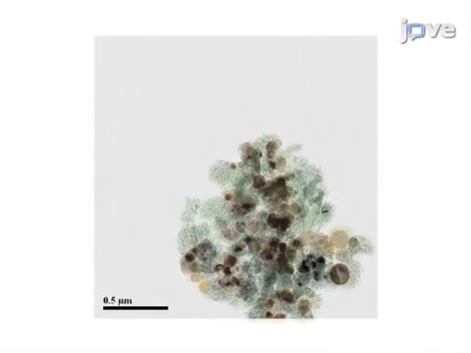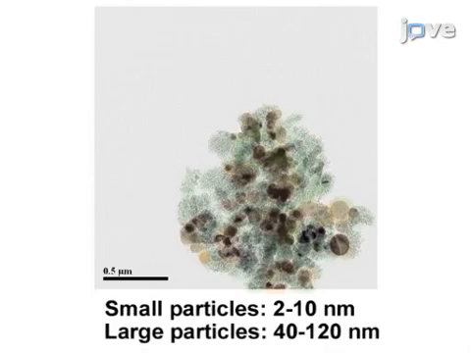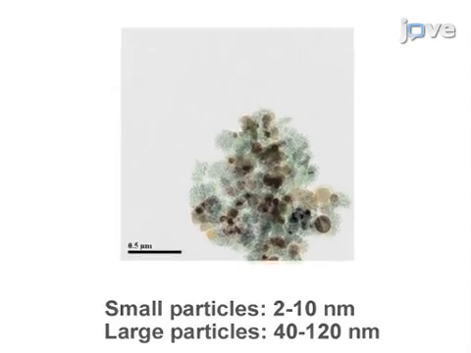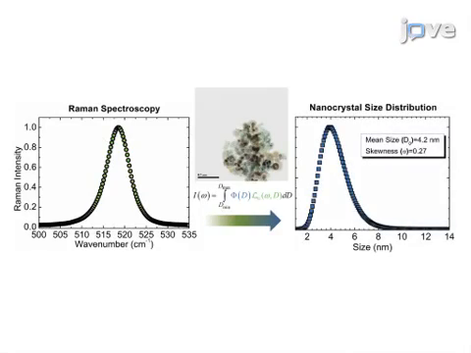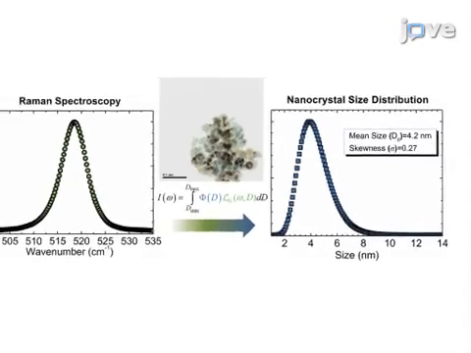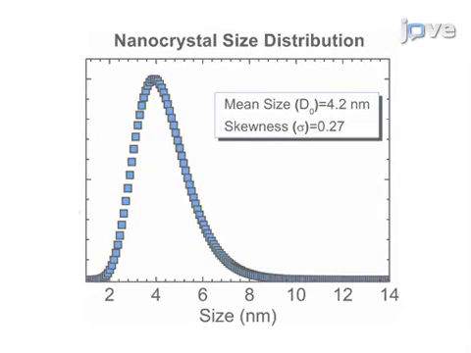The particles in the sample shown here were measured via transmission electron microscopy and were found to have a bimodal size distribution of nanoparticles. The small nanoparticles were between 2 and 10 nanometers, and the large nanoparticles were between 40 and 120 nanometers. The analysis of the Raman spectrum reveals that the size distribution of small particles is indeed in the range of 2 to 10 nanometers. The distribution was found to be log normal with a mean size of 4.2 nanometers, with a skewness of 0.27.